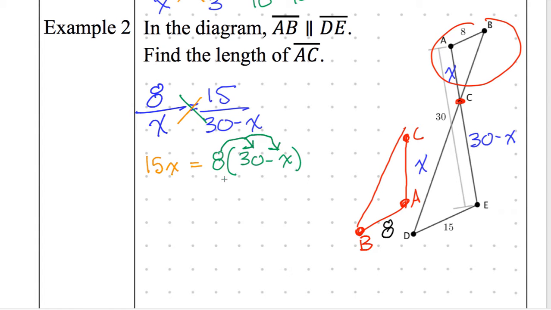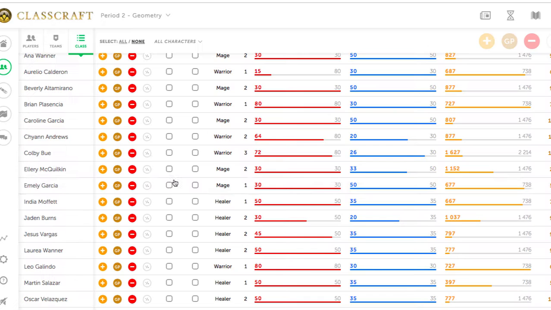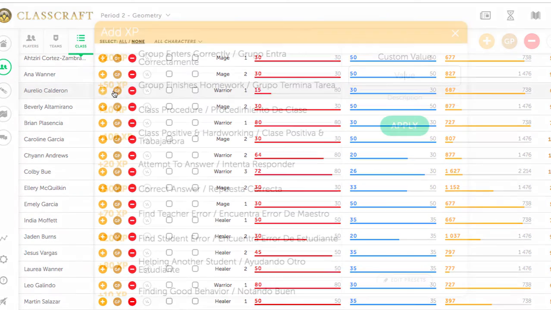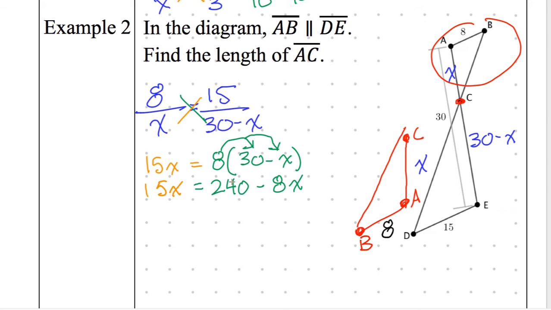Yeah, Aurelio. So you get 240 and then you get minus 8x. Minus 8x. Thank you. Turn in your card. And nothing has happened to this 15x on the left-hand side. 15x. Thank you, Aurelio. Not 160, by the way. Don't let that fool you.